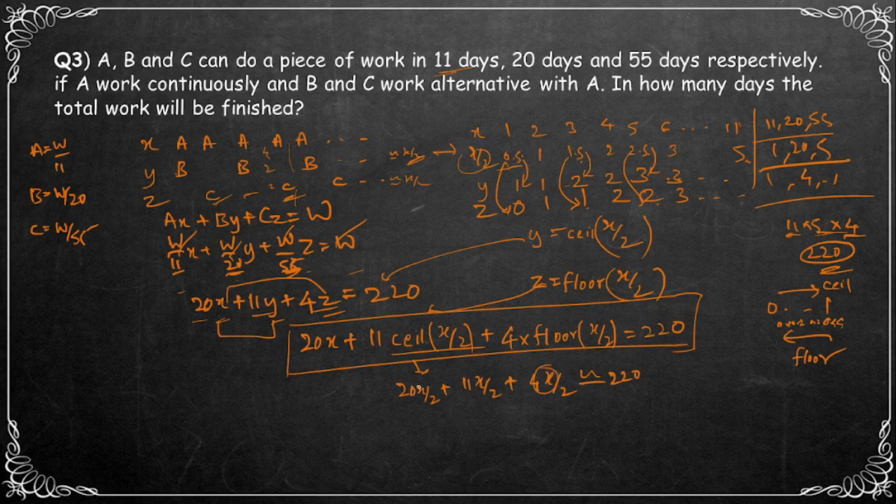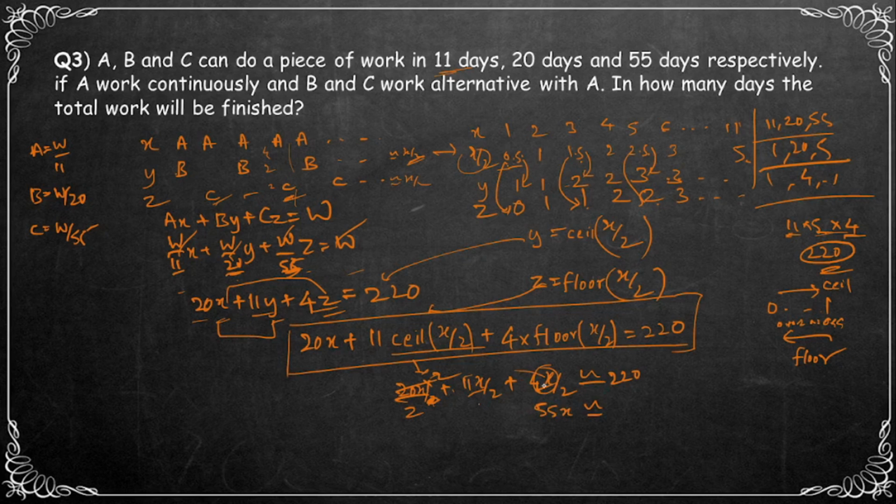Now if we see 20x, there was no x by 2, sorry. So we have to multiply by 2, so it is 40x plus 11x plus 4x. 11 plus 4 is 15, and 15 plus 40 is 55x.